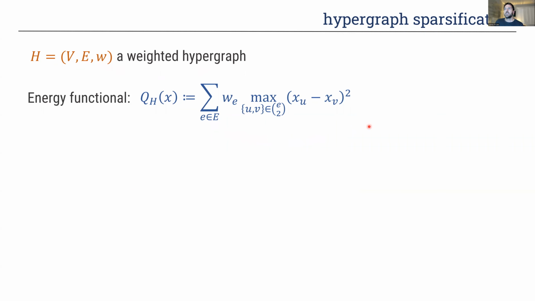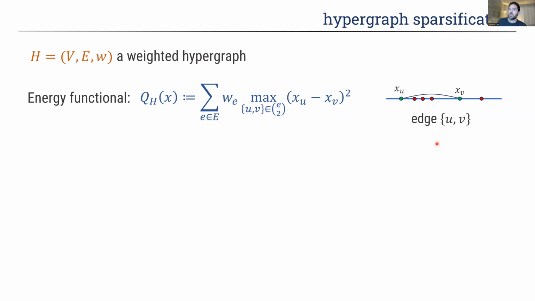And what's going to be important to us about the hypergraph is what we're going to call the energy functional, which is this quantity. It's a sum over hyperedges with the edge weight present. This thing takes a vector as input. What we're going to charge for a hyperedge E is the maximum of xu minus xv squared over all pairs u and v in the hyperedge E.